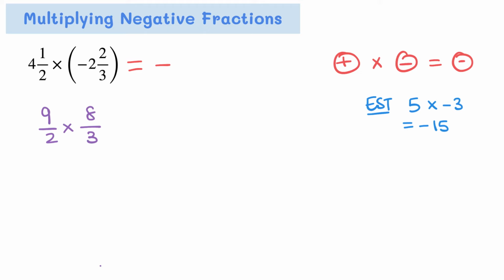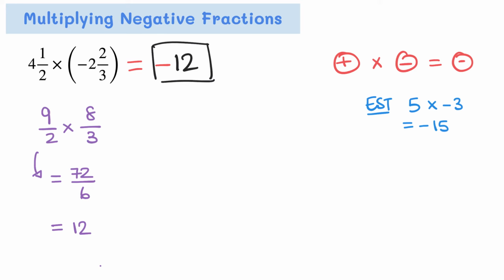I can do this problem in one of two ways. I could multiply across, and if I did that, I would get 9 times 8, which is 72, over 2 times 3, which is 6. And then I would have to simplify this. What's nice is 72 divided by 6 does give me 12, so my answer is going to be 12, which means my final answer here is negative 12.